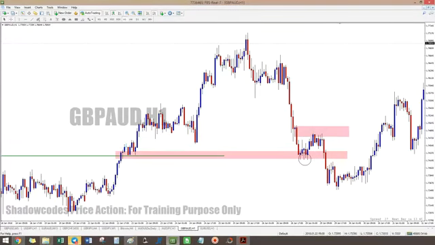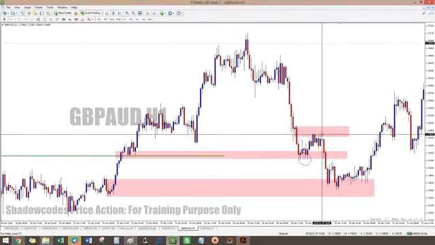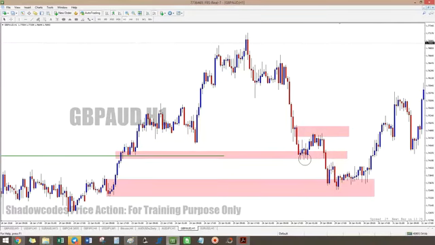Where is the origin over here? Origin of the up move. Over here, just below the flag. So you can trade from here to here. So you got about 100 pips. Easy one. A simple trade.